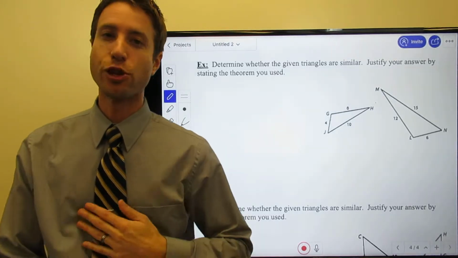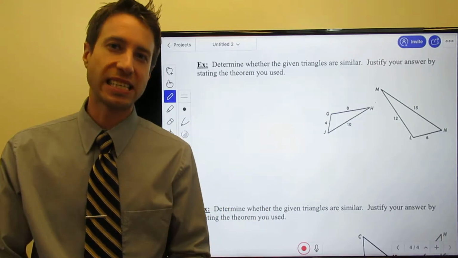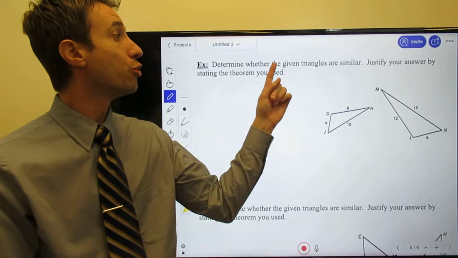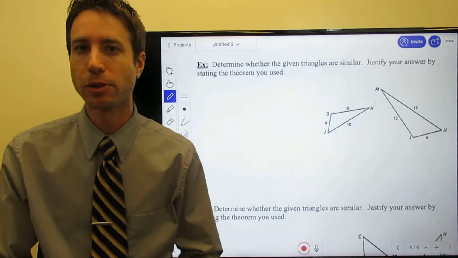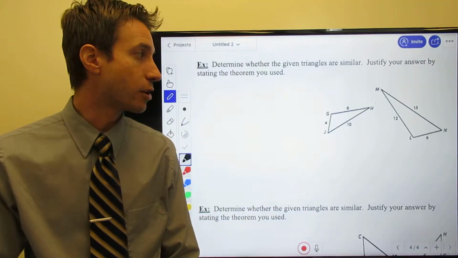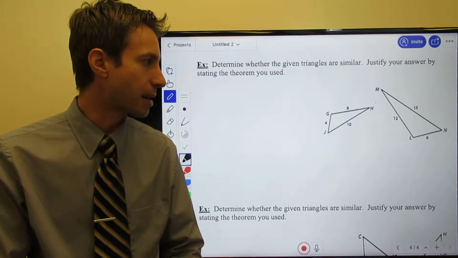Alright guys, welcome to this page of the notes. Let's go ahead and continue with this idea where we are proving that two triangles are similar using our new similarity theorems. Let's see what we can do with this next example problem.